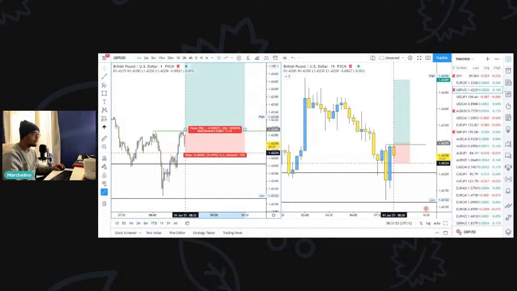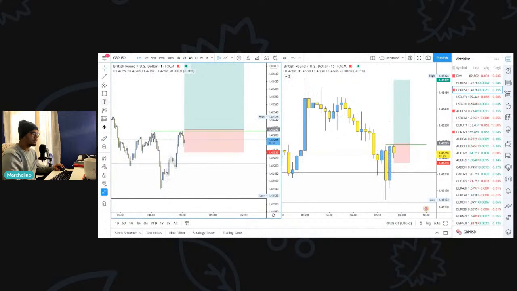I think for safety purposes, we're going to go with 6 pips. Let me check. Pound USD, 6 pips. Calculate. What's that? 4.16, 4.17.